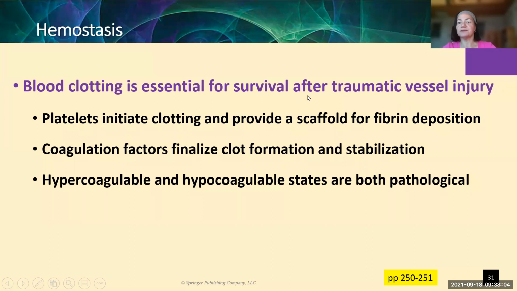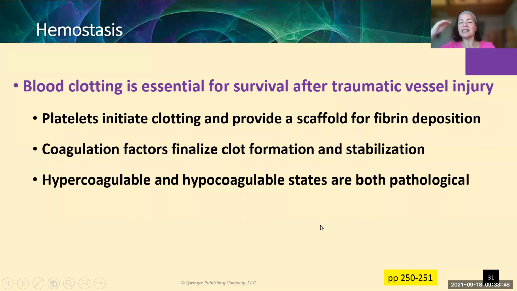It's essential for survival after there's traumatic vessel injury. This helps us stop leaking out. In very broad strokes, we're going to define this process. We have platelets that initiate clotting, and then they provide a scaffold for fibrin deposition. Then on top of the platelets being in place, there are these coagulation factors that finalize the clot formation. This fibrin is the grand finale of the coagulation cascade, so that stabilizes the clot.